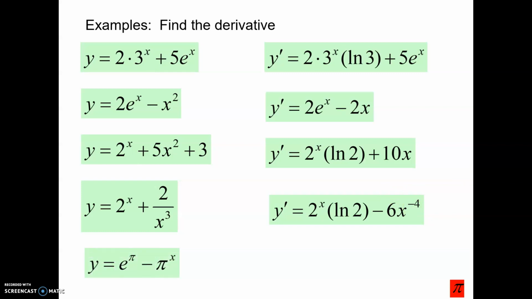This one's a trick question. If you look at this one, be careful. e is a number, pi is a number, a number raised to a number is just a number, and the derivative of a number by itself with no variable, notice there's no variables there, is just 0. Here we have the number pi raised to the x. This is an exponential function, so the derivative is pi to the x times the natural log of pi.